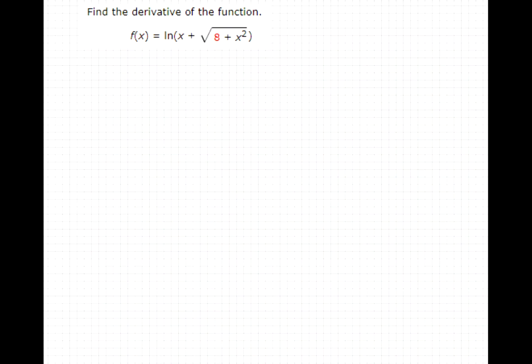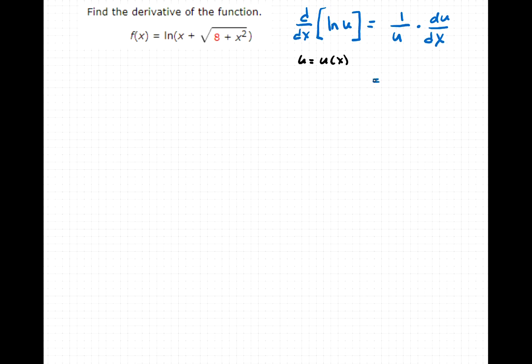Okay, here we have a derivative of a natural log function. And we can apply the rule for the derivative, d over dx of ln of u, where u is some function of x. And this is equal to 1 over u times the derivative of u, du over dx.